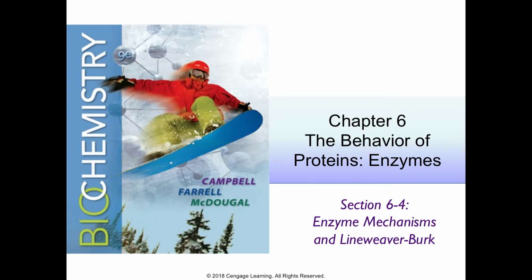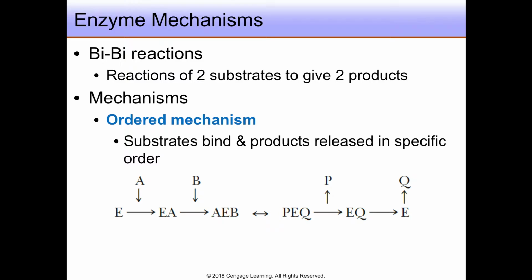Let's take a few moments to look at substrate binding in more complex reactions involving two substrates and two products. We also want to find a more accurate way to determine Vmax and Km. Reactions involving two substrates and two products are referred to as bi-bi reactions. Though they share this in common with each other, the mechanism of the reaction can vary.